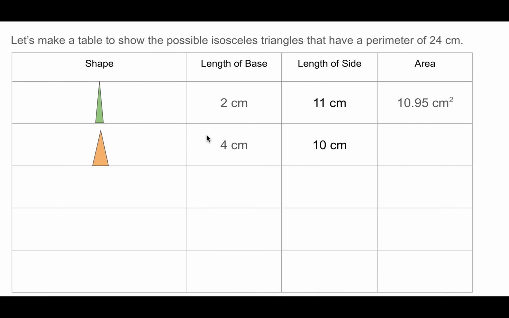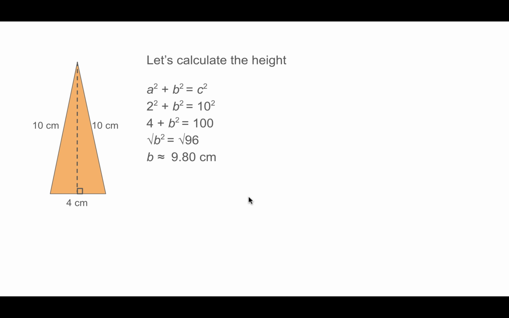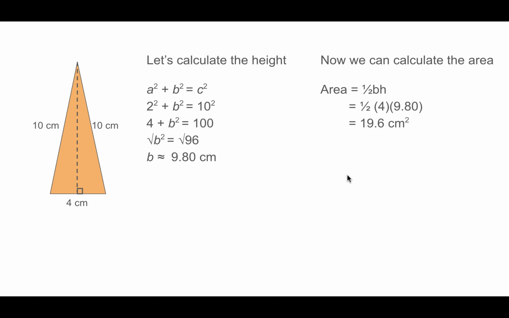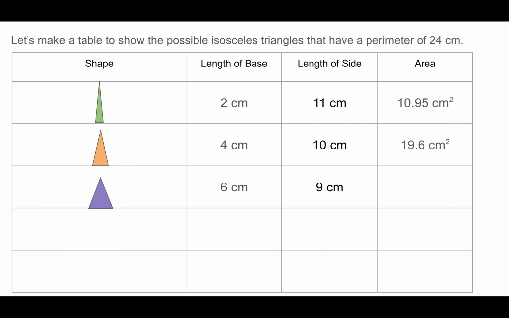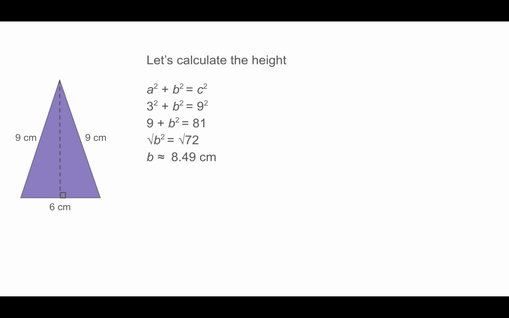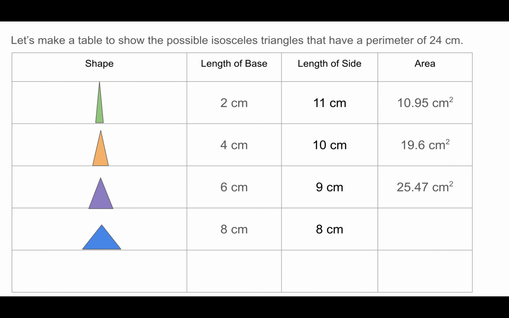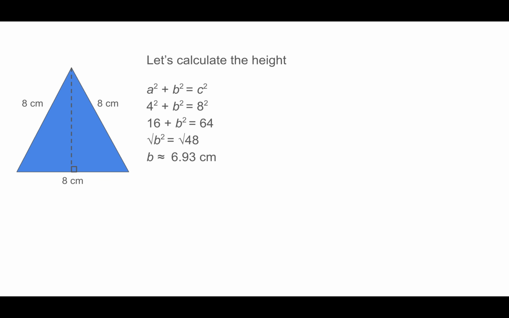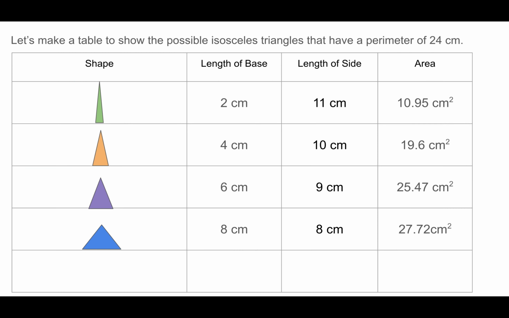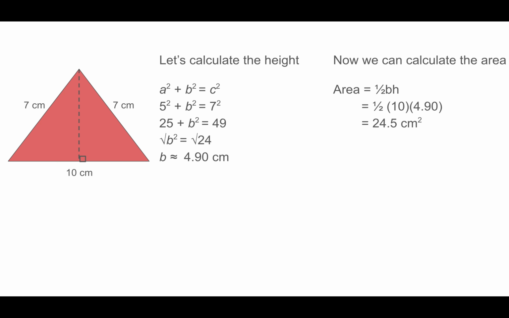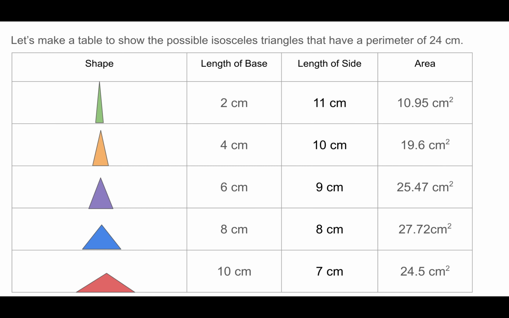The next one is our orange one, where the base was 4 and the length of the side is 10. I calculated the height and then the area. I'm not going to go into detail on this, but again, you can pause the video if you want to look at it in more detail. For the purple one, the 6 by 9, again, I calculated the height and the area, and feel free to pause the video to look at that in more detail. The blue one, 8 by 8, the height and the area. And the last one is the red one, the 10 by 7. I calculated the height and the area.